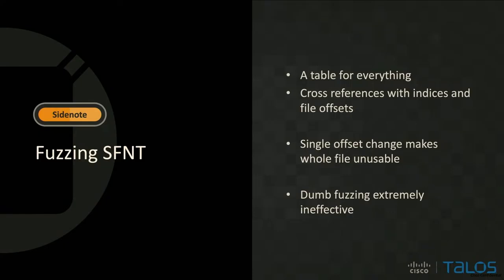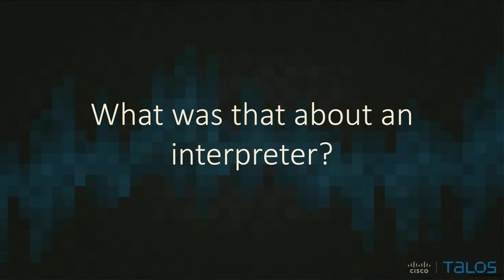Dumb fuzzers are not going to get far. You need structure-aware fuzzing if you're trying to get any useful results out of this. But to get back to the topic today, I mentioned something about an interpreter, and to understand that, we need a slightly bit more of history.